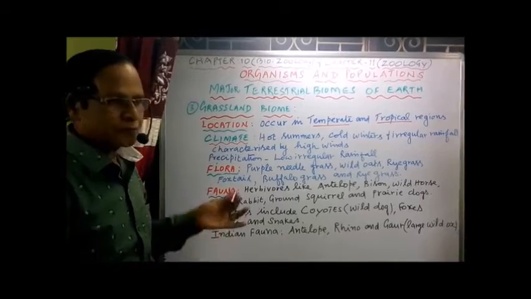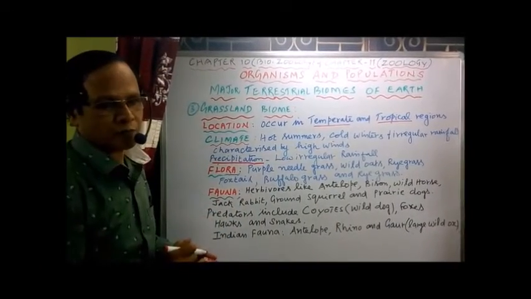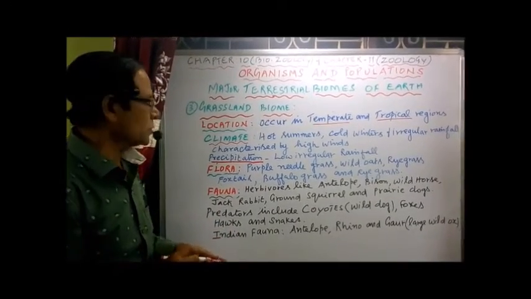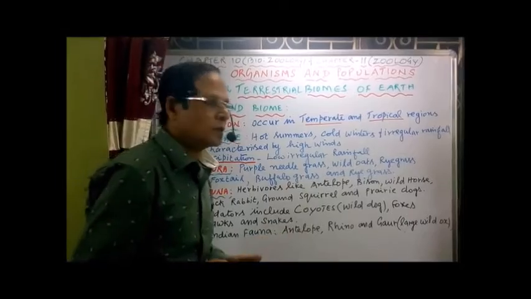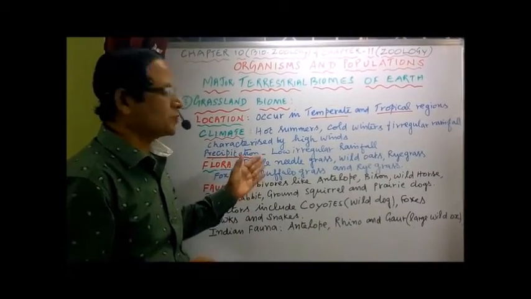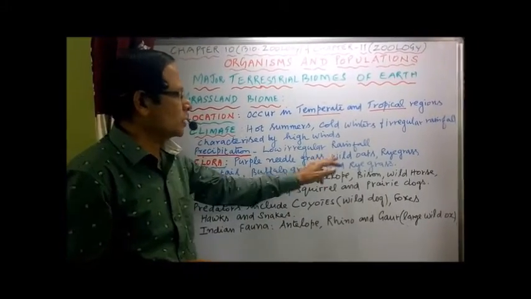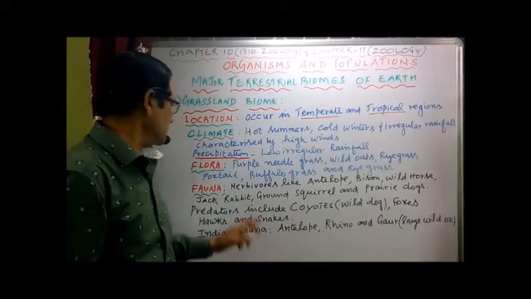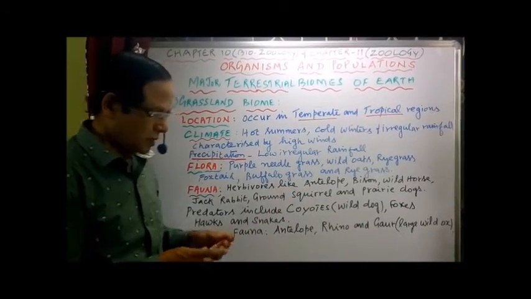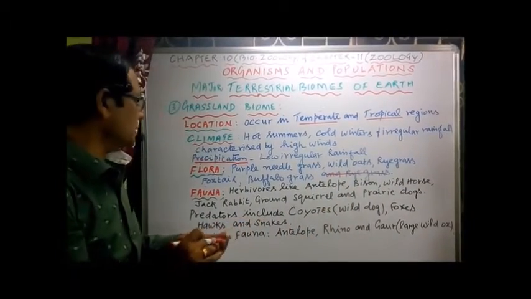The precipitation, that is the rainfall, is low and irregular. It is not uniform, it is less when compared to other biomes. Now what are the vegetations? The flora includes different types of grasses: purple needle grass, wild oats, ryegrass, foxtail, and buffalo grass. These are the different types of grasses abundant here.